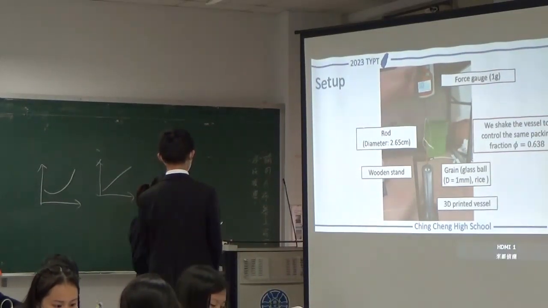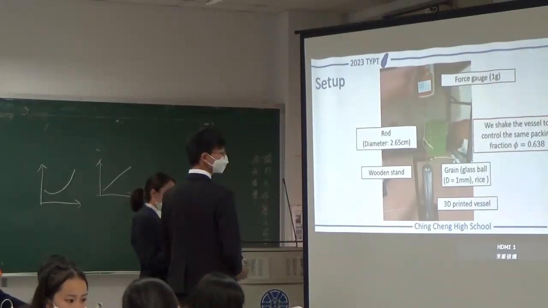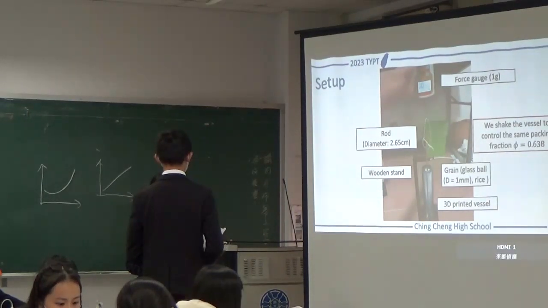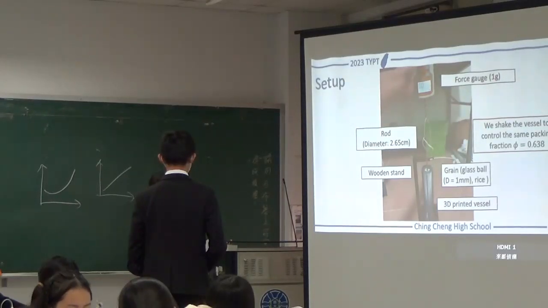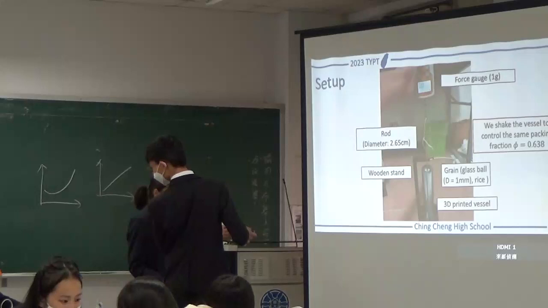And then, how do you know that the data you collect is the static friction instead of the kinetic friction? About the static friction of the granular material.